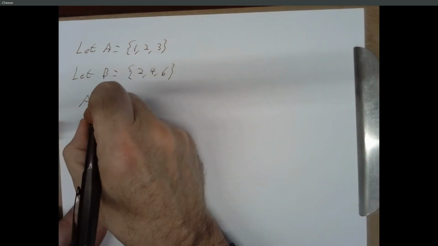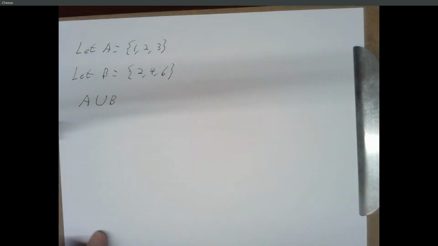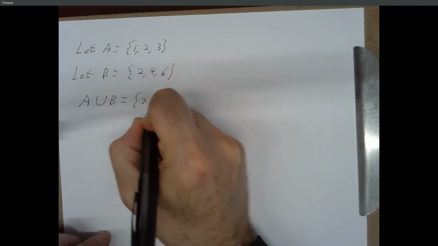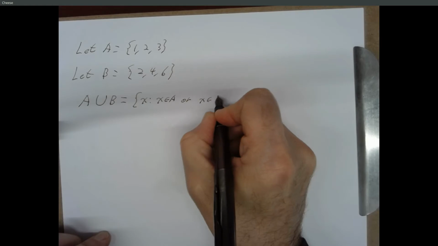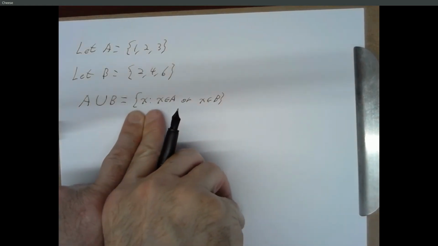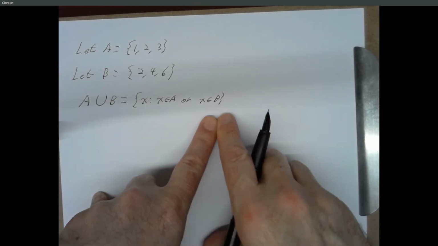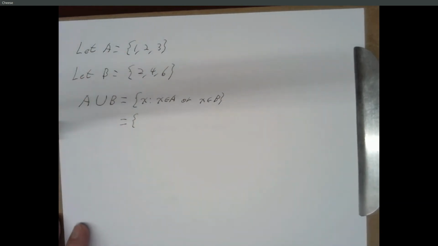Okay, we can write what's called a union. It's a big U. And this is the set of all x such that x is in A or x is in B. It's the set of all elements x which are in A or in B. So for this particular A and B, what elements are in A or in B?